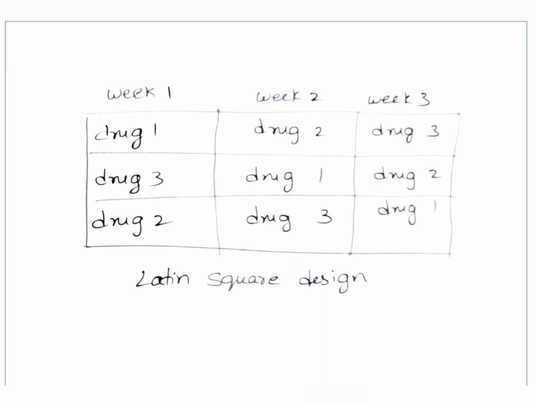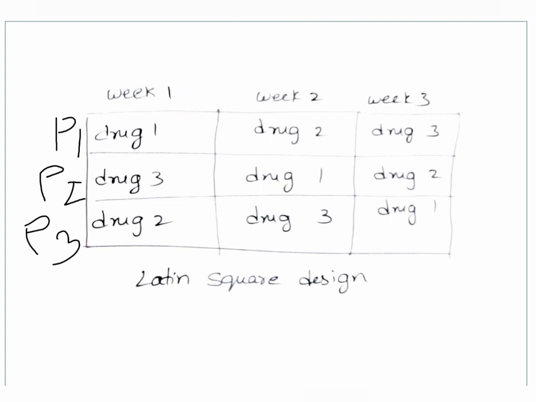Suppose here we are having 3 persons. So we are going to apply 3 drugs on 3 persons. In the given square matrix, we are going to apply each treatment to each person. So drug 1 is applied to person 1 in week 1, and drug 2 is applied to person 1 in week 2, and drug 3 is applied to person 1 in week 3. So we are going to note the results of the drug at the end of each week.